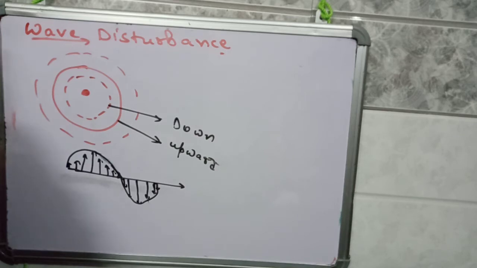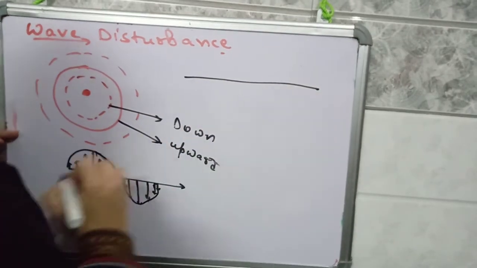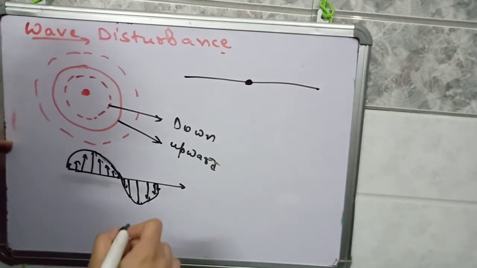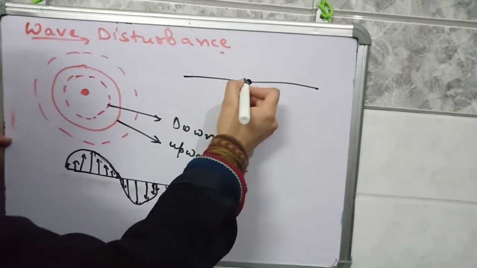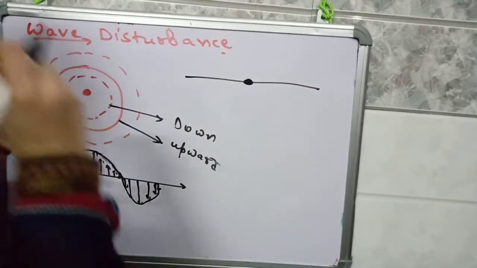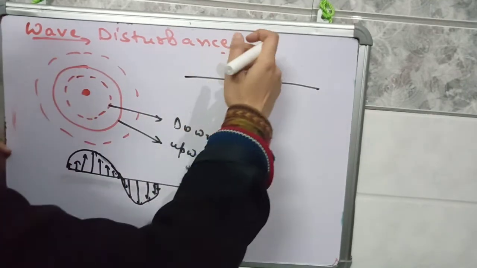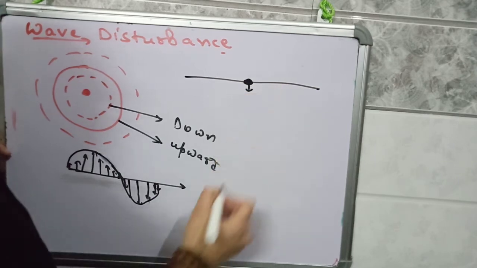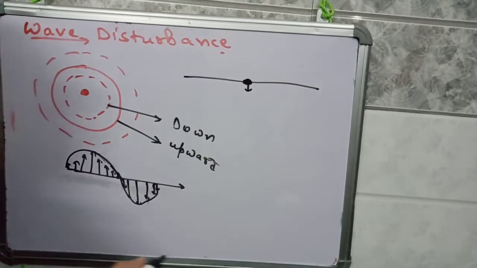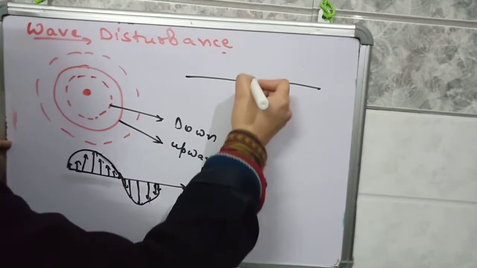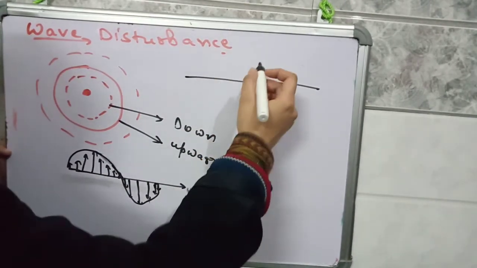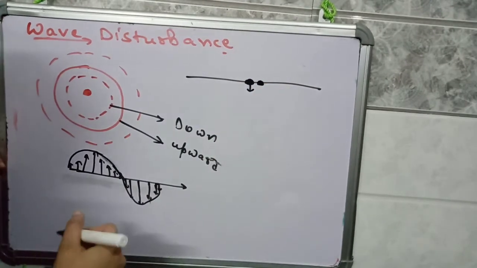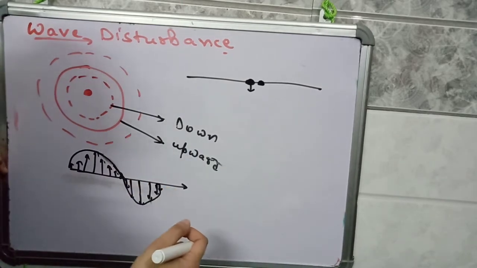When we throw a stone, suppose this is the water particle at the surface and it is hit by the stone. As the stone is going in the downward direction, this particle will also go in the downward direction. So it has just started its downward motion. When this particle is going downward, it will disturb the neighboring particle also.